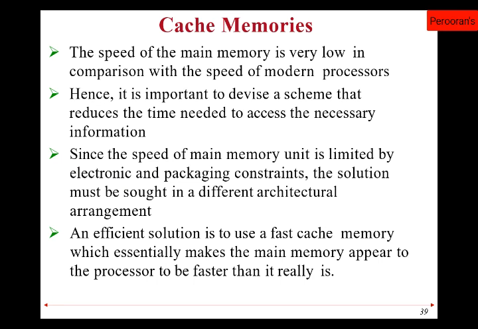A lot of mechanisms have been proposed in the literature as an efficient solution. Out of that, an efficient solution is to use a fast cache memory, which essentially makes the main memory appear to the processor to be faster than it really is.